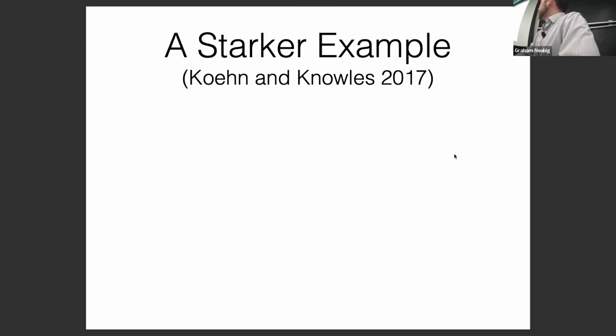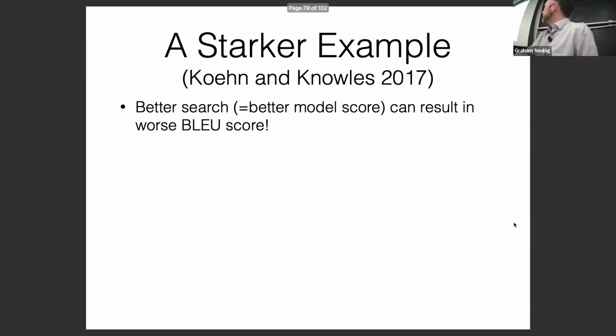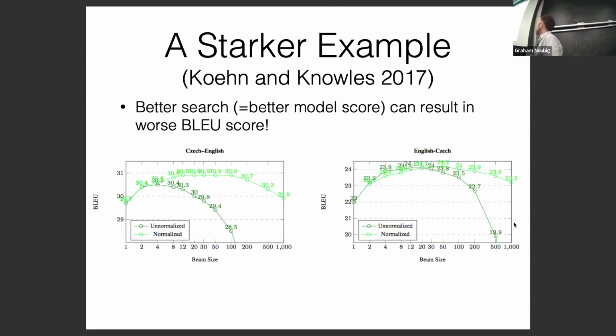So there's also an interesting example in text generation, and this is part of the reason why we have all these other text generation algorithms like nucleus sampling or top K sampling. In a maximum likelihood trained model, better search, in other words, finding a better model score, doesn't necessarily give you a better generation result.